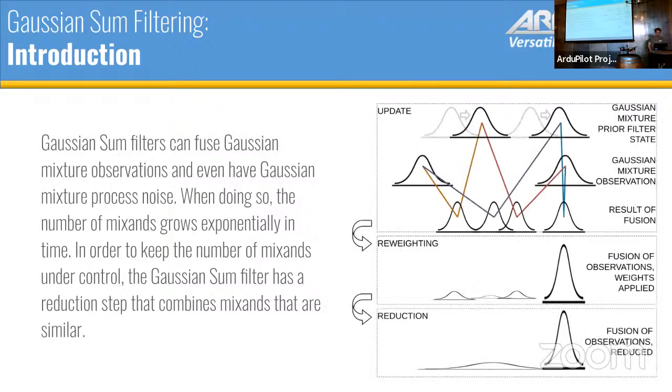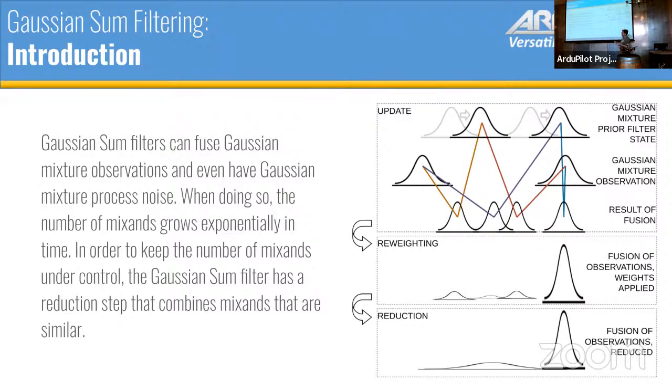Okay, so then there's another level to this. Gaussian mixture filters can also use Gaussian mixture observations. So you can have an observation that says, I might be seeing this or I might be seeing this, and the filter will use both of them.